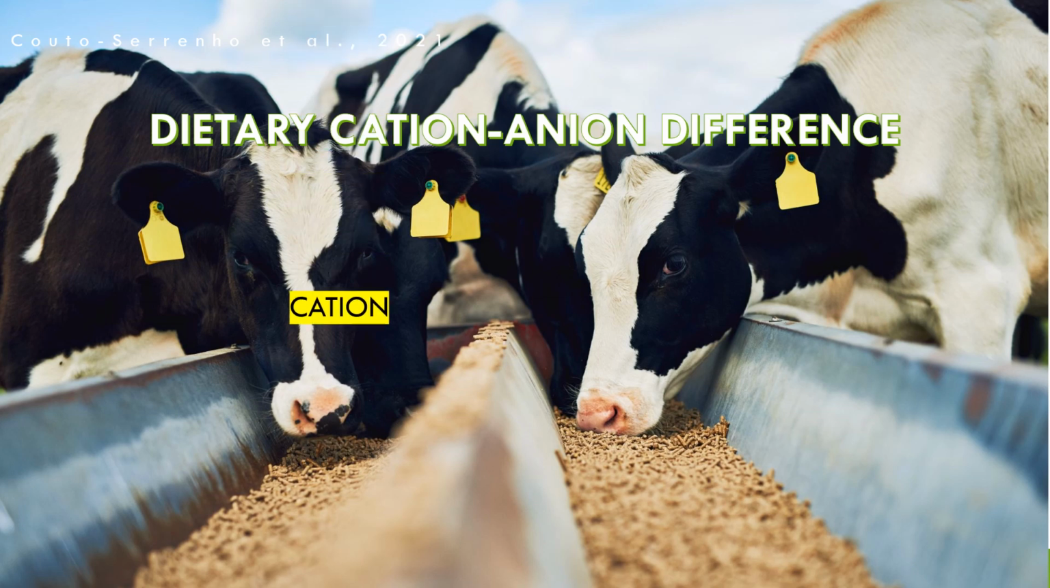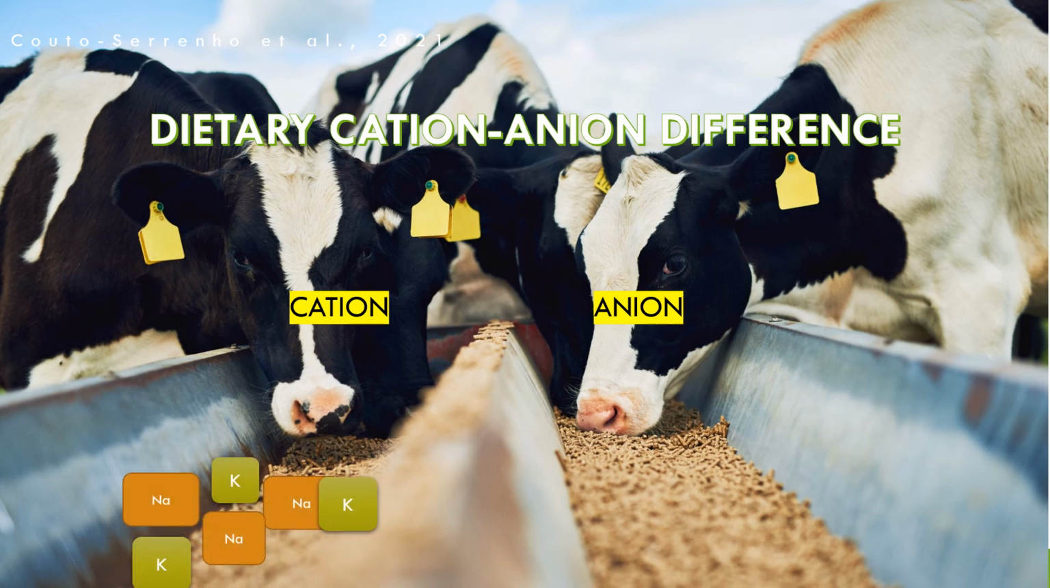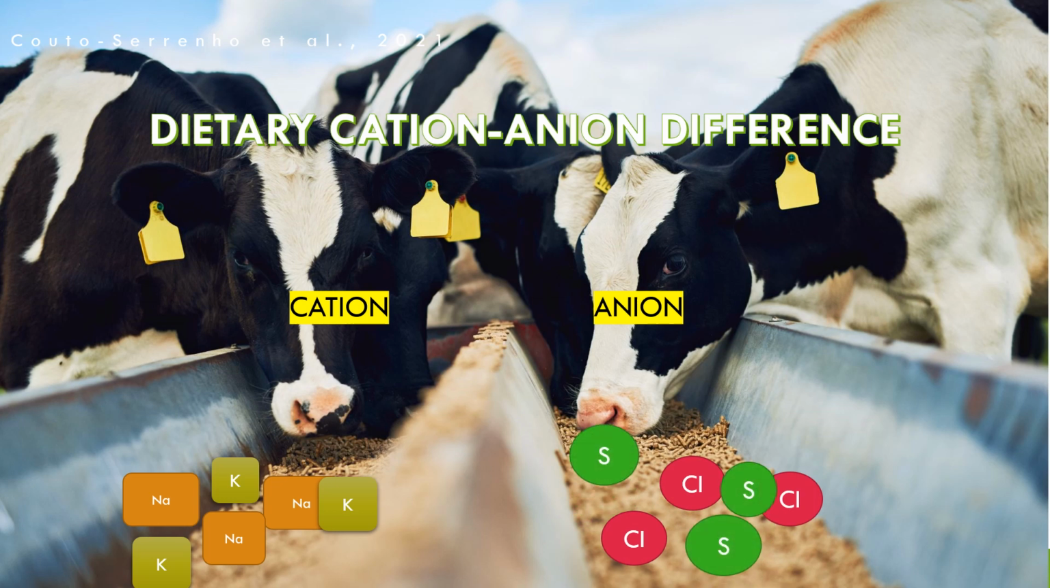Strong cations and anions are present in cow's feed as charged particles. The DCAD includes two cations, potassium and sodium, and two anions, chloride and sulfur. DCAD can be adjusted by decreasing the cations, increasing the anions, or both. Adding more strong ions, the chloride and sulfur, will make the DCAD more negative, while higher cations give more positive DCAD.